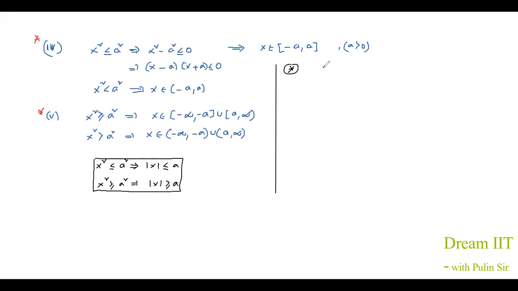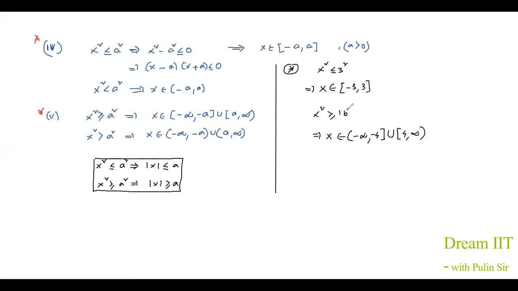First, I'll do the correct one. Suppose somewhere you got a relation like x square less than 9 tomorrow, and you need to conclude what type of x will be there. So you should tell immediately, my x will be in minus 3 to 3, right? If you get, suppose, x square greater than 16, you should be able to tell immediately that x will belong to minus infinity to minus 4 union 4 to infinity.